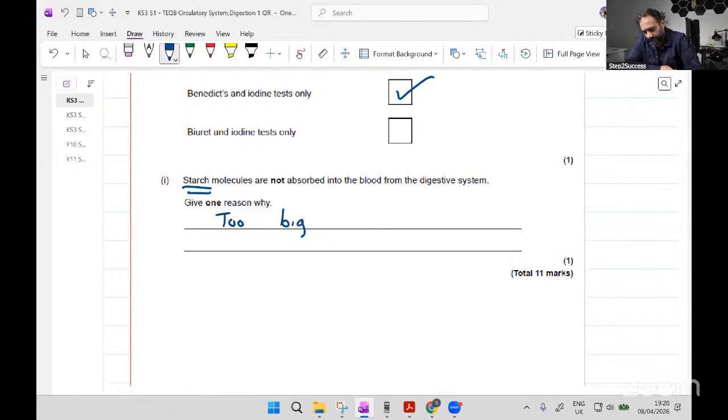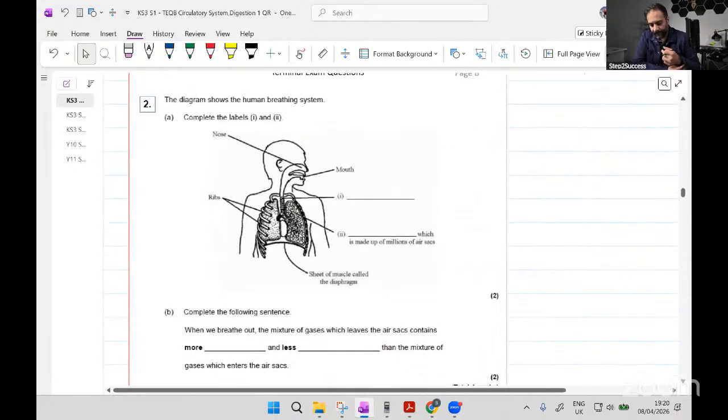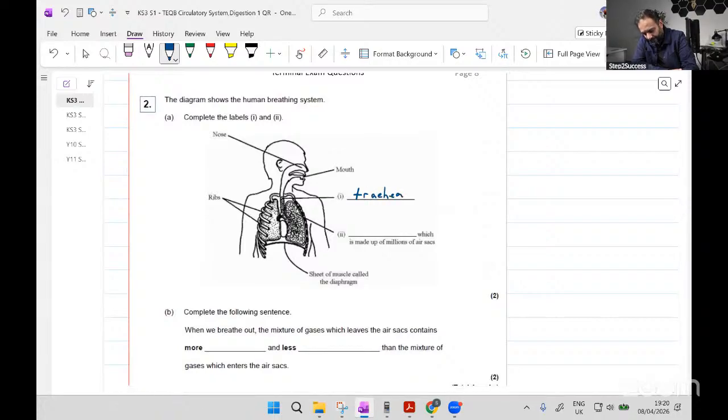And that's why we have to digest big molecules into smaller ones. And starch is an example of a big one. Right, question number two as well. Human breathing system. Number one is called the trachea. And then alveoli, I think. Oh no, it's just lung.